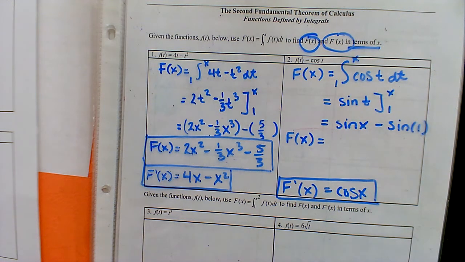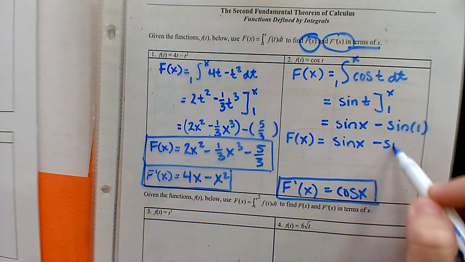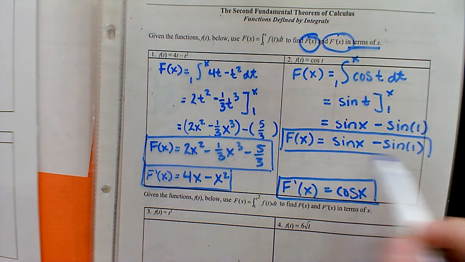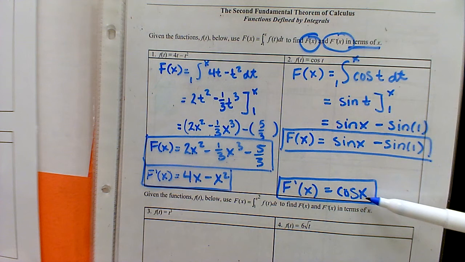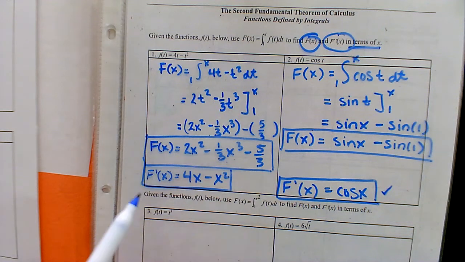Do we know sine of 1? Probably not. That's not a nice radian value. So there's our capital F of x. If you were to take the derivative of that, the derivative of sine is cosine, but the derivative of sine of 1 would just be 0, because isn't sine of 1 a numbered value? It's a constant. Okay, so it looks like our guess was correct in the end. We're starting to see a pattern a little bit.